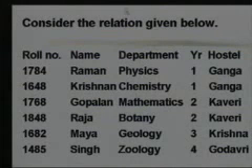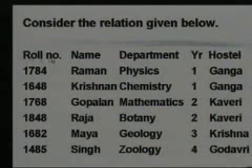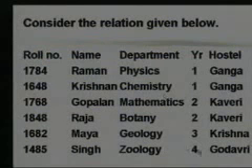Visualize the relation: roll number, name, department, year, and hostel. Once again, a student database. For a person whose name is Raman, physics, and so on, the data is there. He is in the first year and is allocated a hostel called Ganga. Similarly, in the second year he has been allocated Kaveri. Third year, Krishna. Fourth year, Godavari.